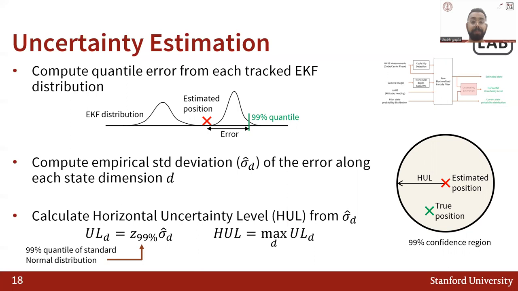Using these quantile errors, we compute an empirical standard deviation of the error along each of the state dimensions, which are specifically the north and east dimensions. From this empirical standard deviation, we compute the 99% quantile using the standard normal distribution and take the maximum along both directions to compute the overall horizontal uncertainty levels. The figure on the right visualizes the horizontal uncertainty levels, which describe a 99% confidence region around the estimated position that bounds the true position.